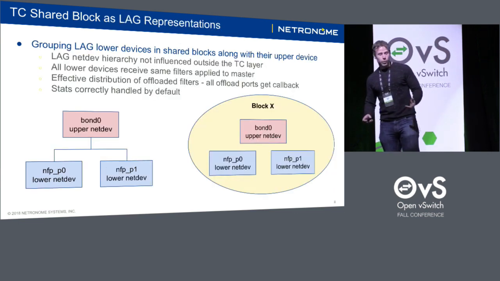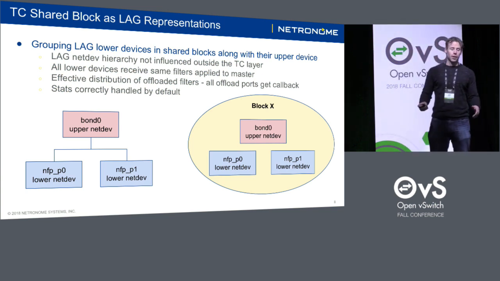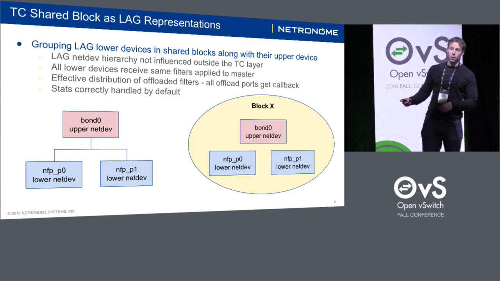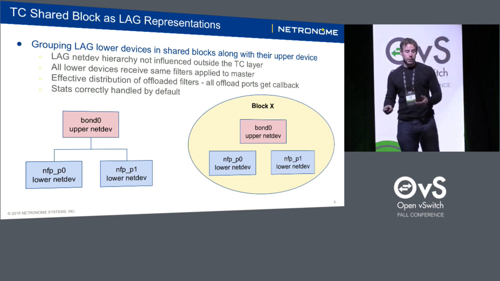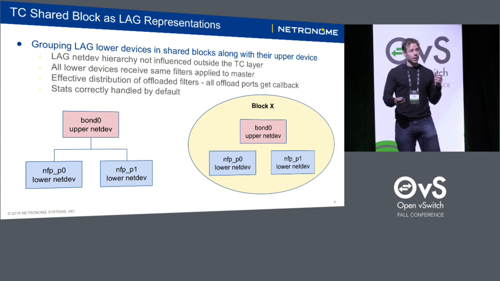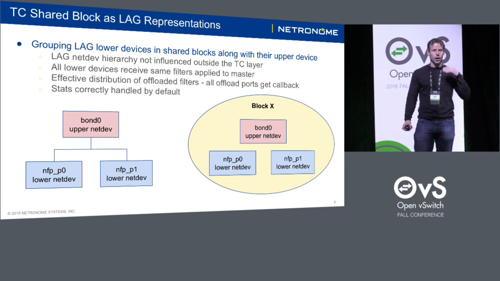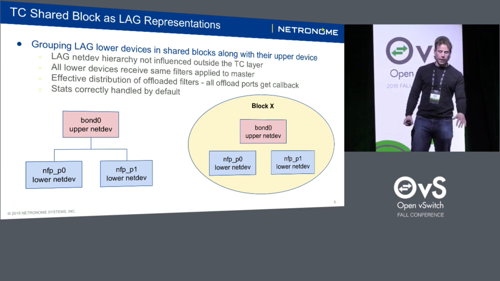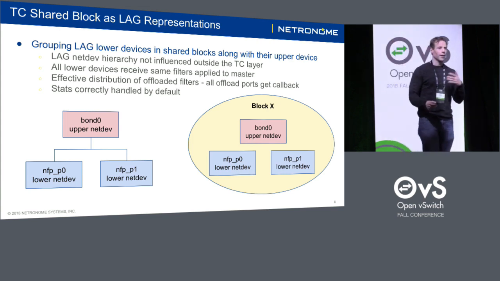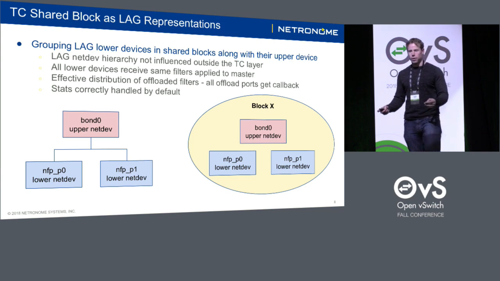So then with this, we effectively want to know if we can use this TC shared block infrastructure to have a representation of a lag device that we may be able to use here for offloading. So effectively, we have the hierarchy of, say, a bond on the left here, where we have the upper device and the lower device, and then a block which doesn't really have a new netdev created for a block, etc., where everything lives at the same level.